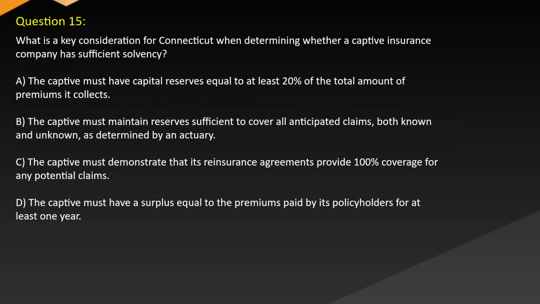Question 15. What is a key consideration for Connecticut when determining whether a captive insurance company has sufficient solvency? A. The captive must have capital reserves equal to at least 20% of the total amount of premiums it collects. B. The captive must maintain reserves sufficient to cover all anticipated claims, both known and unknown, as determined by an actuary. C. The captive must demonstrate that its reinsurance agreements provide 100% coverage for any potential claims. D. The captive must have a surplus equal to the premiums paid by its policyholders for at least 1 year.